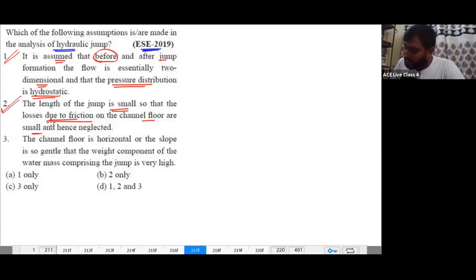Now, the third one: the channel floor is horizontal or the slope is so gentle that the weight component of the water mass comprising the jump is very high. Actually, it should not be high, it is very less.